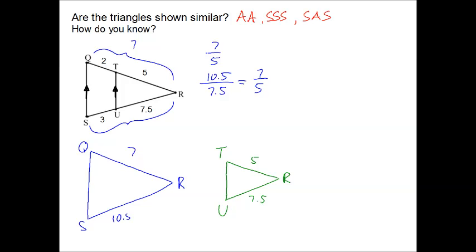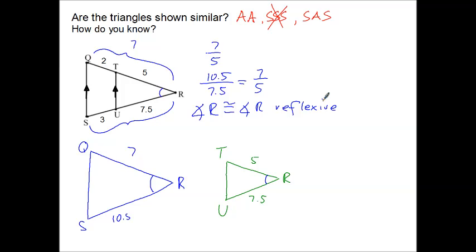Unfortunately, we don't have a third side given, so we won't be able to use the side similarity theorem. But let's see, do we have any angles? Looking back at our original picture, we see that angle R is right here, and that angle is an angle that belongs to both triangles. This is actually the same angle for triangle QSR as it is for triangle TUR. So angle R is congruent to itself, and that is because of the reflexive property.